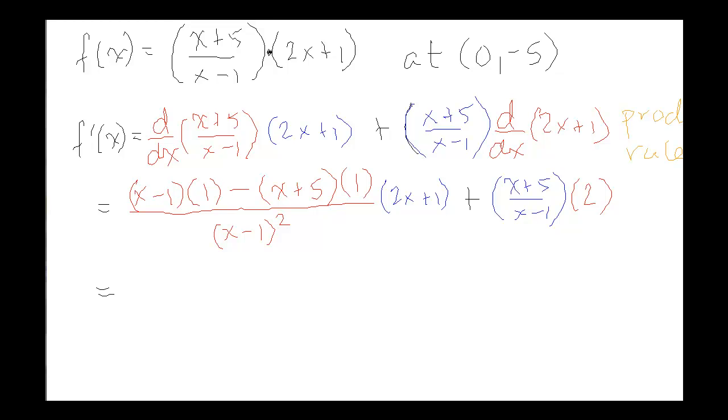So let's clean this up. We get an x minus 1 minus an x plus 5. So let's see, the x's will cancel because we got an x minus an x. And then we've got a negative 1 minus 5, so it's negative 6 over x minus 1 squared. But we've also got times the 2x plus 1, so I'll just slide that up into the numerator there. And then plus, I've got an x plus 5 over an x minus 1, and then times 2. So I'll just go ahead and slide that in the front there. So 2 times x plus 5 over x minus 1.